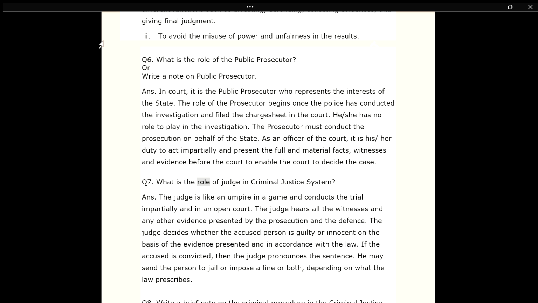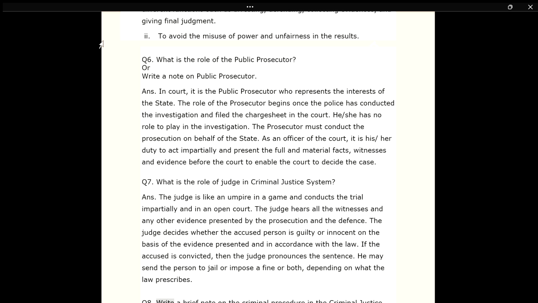Q7. What is the role of judge in criminal justice system? Ans. The judge is like an umpire in a game and conducts the trial impartially and in an open court. The judge hears all the witnesses and any other evidence presented by the prosecution and the defense. The judge decides whether the accused person is guilty or innocent on the basis of the evidence presented and in accordance with the law. If the accused is convicted, then the judge pronounces the sentence. He may send the person to jail or impose a fine or both, depending on what the law prescribes.